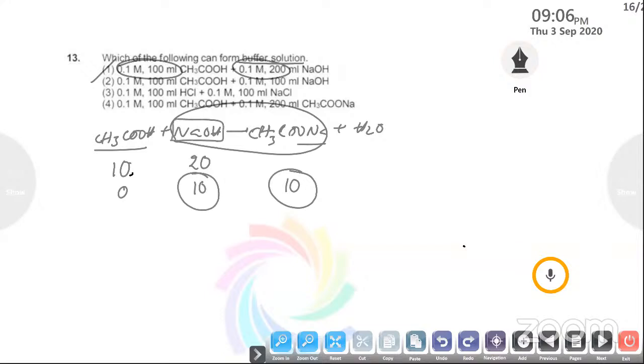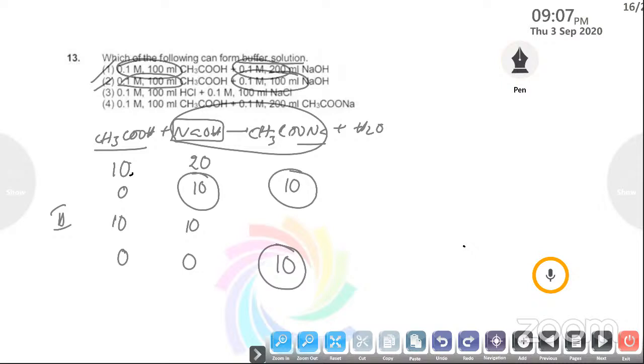Now, when you go to the second option, in case 2, it is given 0.1 M 100 ml acetic acid. So as usual, 10 millimoles of acetic acid and 100 ml of 0.1 M sodium hydroxide. 100 into 0.1 is also 10 millimoles. So 10 millimoles will react with 10 millimoles. So this is 0, and this will be left with 10. So what is there in the solution? Only 10 millimoles of sodium acetate is there in the solution. If only sodium acetate is there, then it is not called a buffer solution.